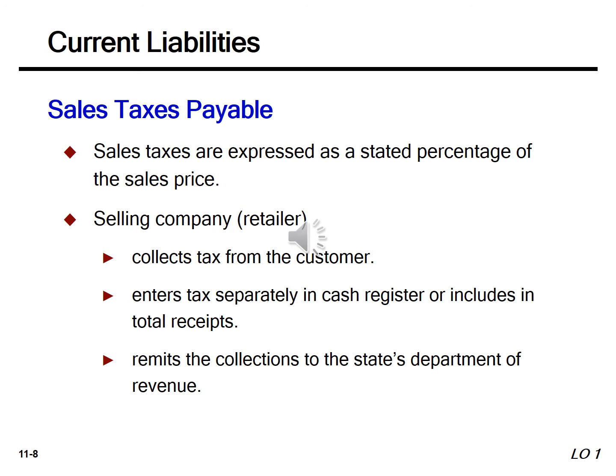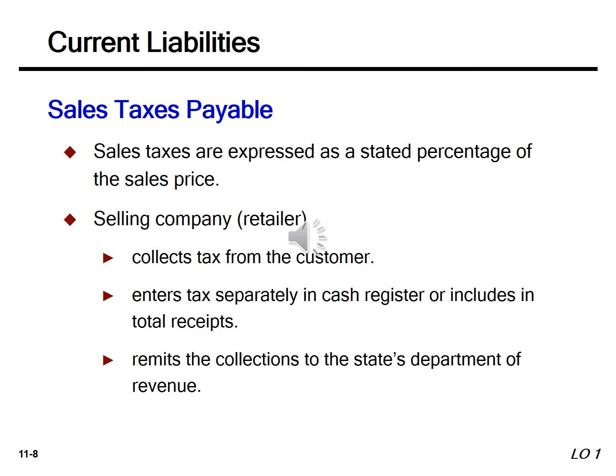Another current liabilities account is sales taxes payable. Now, sales taxes are expressed as a stated percentage of the sales price. The selling company, retailers in specific, collects tax from the customer, enters the tax separately in the cash register or includes it in the total receipts, and remits the collection to the state's Department of Revenue.